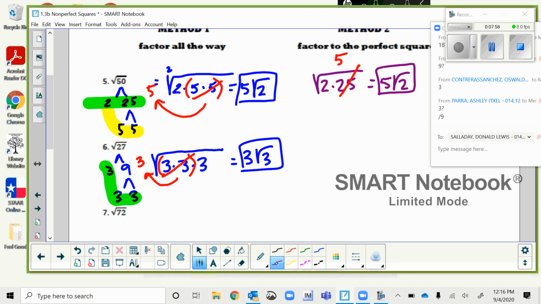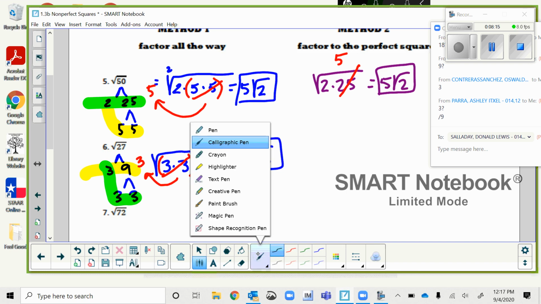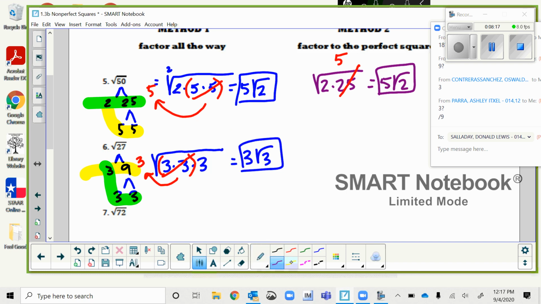And here's how I would have done that on the second method. I would have stopped right here at this step, at the 3 times 9. And I would have done this. The square root of 3 times 9. 9 is a perfect square, so this simplifies to 3. Now I have 3 radicals.